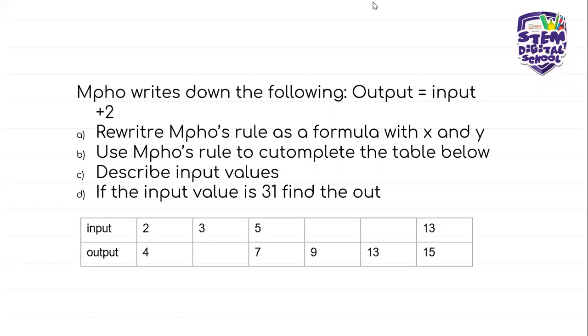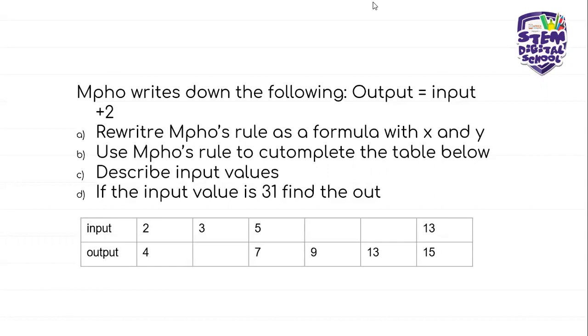And of course, we must just describe the input values. And also, if the input value is 31, we need to find the output. All right, so let us now zoom directly into the equation. The rule says that the output is equal to the input plus 2.